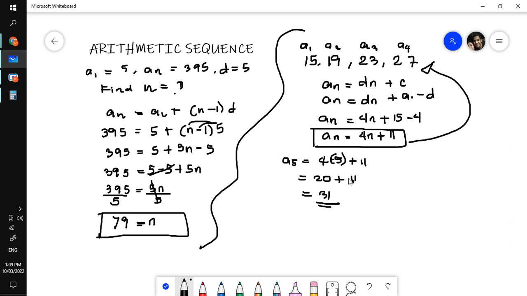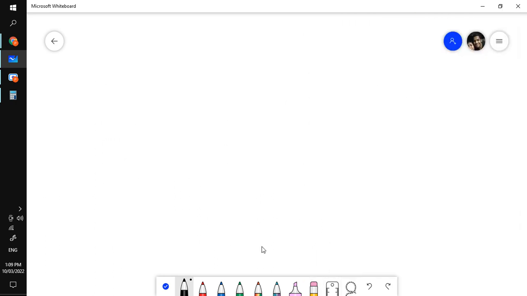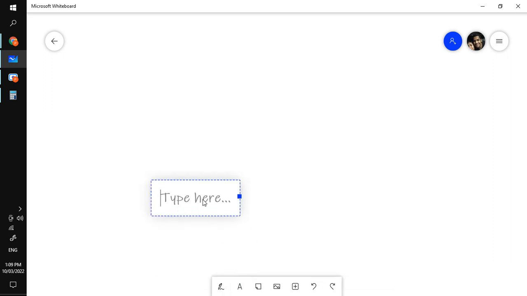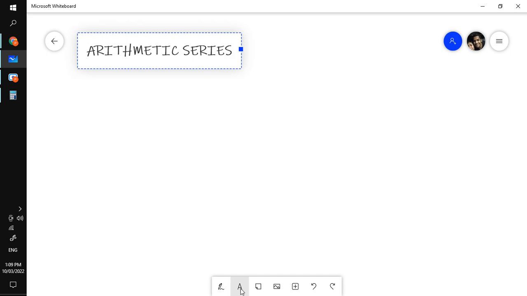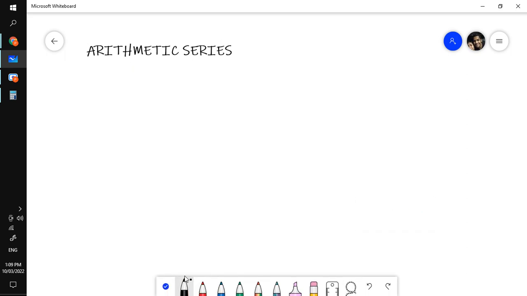Now let's talk about the arithmetic series. When we say arithmetic series, it is the sum of the terms in an arithmetic sequence. So let's have an example. If we have here 2, 4, 6, 8, and 10. This is an example of arithmetic sequence because they do have a common difference, which is 2. 4 minus 2, that's 2. 6 minus 4, that's 2. 8 minus 6, that's 2, and so on.